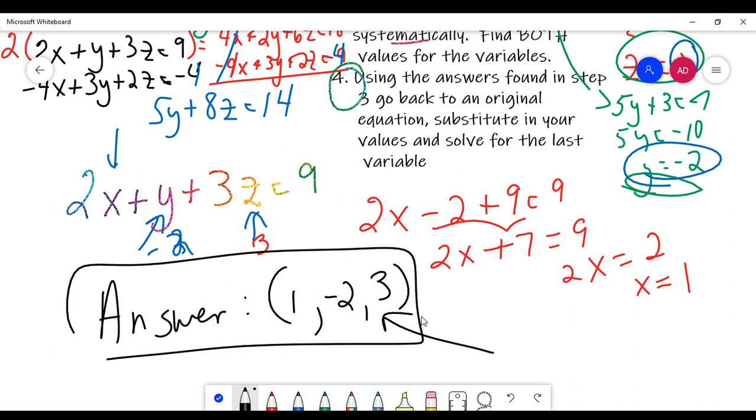I really hope this was helpful. And yes, there is an easier way. There's a faster way. It's called matrices. But hey, we're in Algebra 2. We haven't learned those yet.